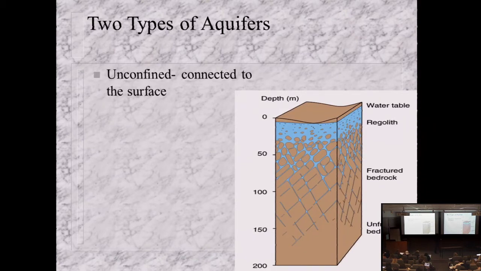And so here we have water connected to the surface. There's the unsaturated zone and then the saturated zone, and you see that it's filled with water below a certain depth. Remember I said everywhere you go on Earth, you dig down deep enough, you'll have groundwater. Unconfined aquifers are really easy to work with because you know where they are.